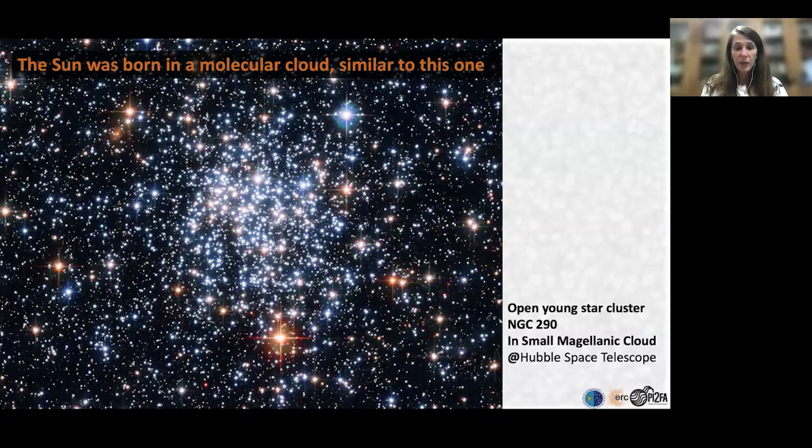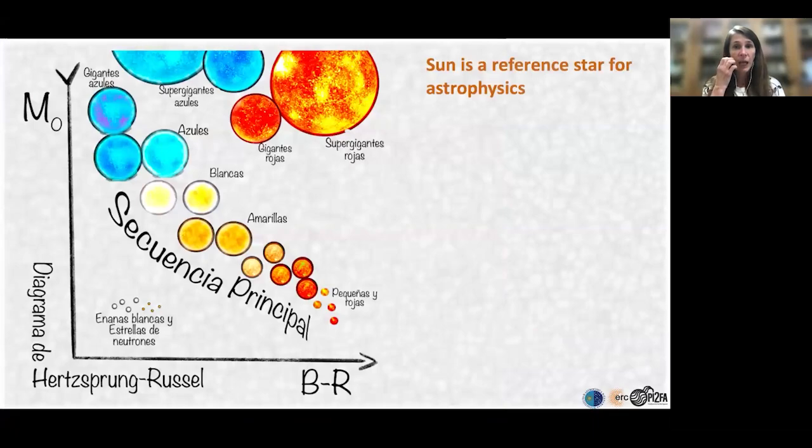After that, the sun was formed, and then it arrived at the main sequence, which is what we call the main sequence when we classify all the stars that we know. There are at least several reasons to study the sun, and all of them are equally important for me, but probably one is the most important because I'm mostly a plasma physicist and not an astronomer. I will come to this later. But so far, we can tell that the sun is a reference star for astrophysics.